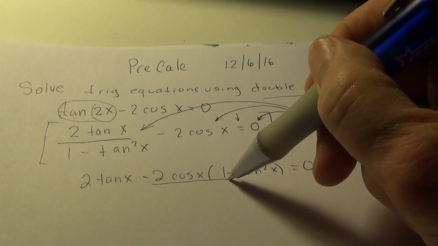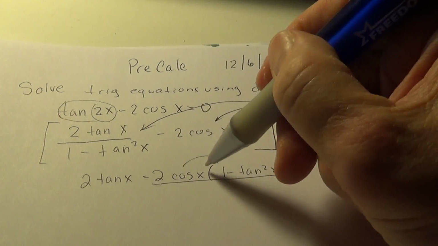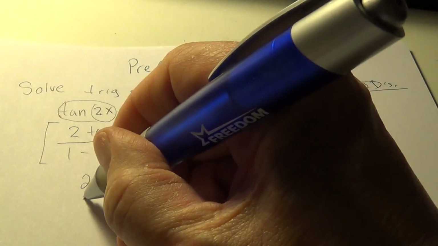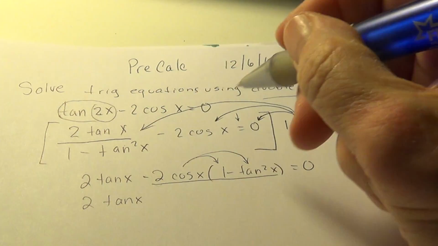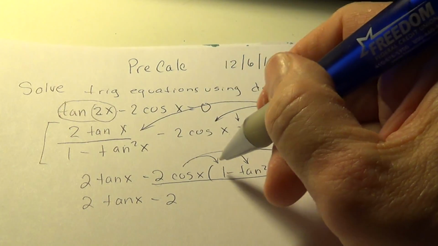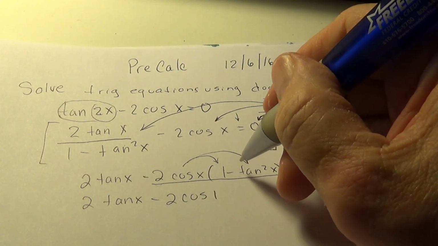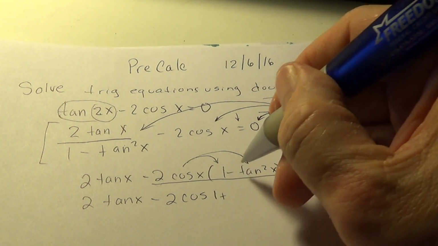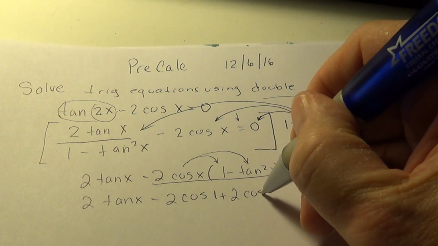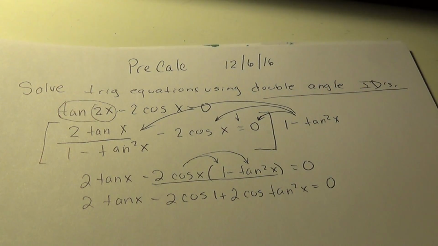Now I'm going to see what I can do in here. How about I distribute the negative 2 cosine x times each of these terms. Mathematically, I can't think of a whole lot else to do, so see if that will lead us to the next step. Negative 2 cosine x times 1, and negative 2 cosine x times negative tangent squared x, gives us a 2 cosine x tangent squared x, and equals 0.